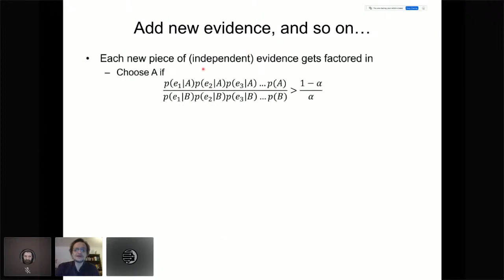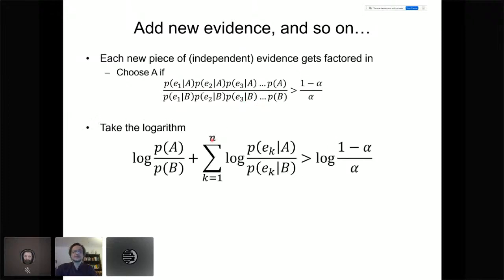Now, as new evidence comes in, as long as each new piece of evidence is independent, you can factor it into this equation. You get this big product. Now, this is a little bit awkward. You can make it simpler by taking the logarithm. So now you have the logarithm of the priors, probability of A divided by probability of B, plus the sum over all the samples you received up till now of the log likelihood ratio. The likelihood of seeing that sample that you saw if A is correct divided by the likelihood of seeing that sample if B is correct.